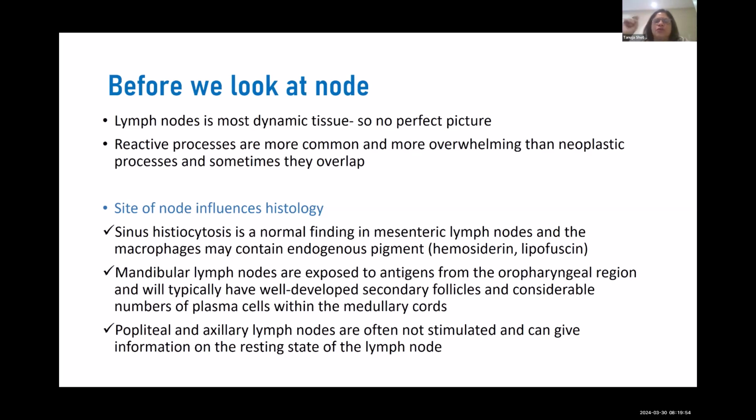The site also influences histology. For example, sinus histiocytosis is a normal finding in mesenteric nodes, and pigmentation, hemosiderin, are all very common in mesenteric nodes. Mandibular lymph nodes are exposed to antigens from the oropharyngeal region, so the secondary follicles are very well developed, and they naturally have plasma cells and plasmacytosis. So you shouldn't be making a diagnosis of a plasma cell disorder in a mandibular node. And popliteal and axillary nodes are sometimes very unstimulated, so if you get an enlargement there, that is definitely significant.